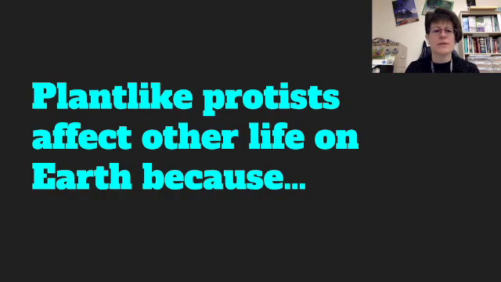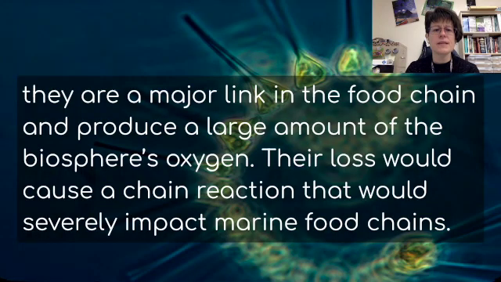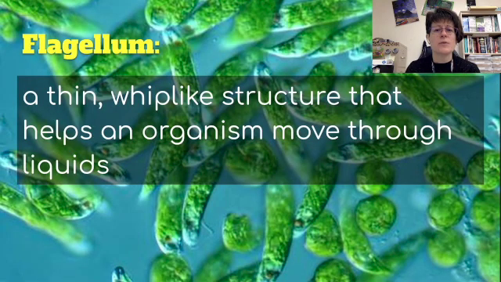Plant-like protists affect other life on Earth because they are a major link in the food chain and produce a large amount of the biosphere's oxygen. Their loss would cause a chain reaction that would severely impact marine food chains. So they would affect living things in that they might not be able to get enough food, and it would reduce our oxygen if we were to lose these. Now, many of these protists have what are called flagellum. This is a thin whip-like structure that helps an organism move through liquids. The plural for flagellum is flagella.